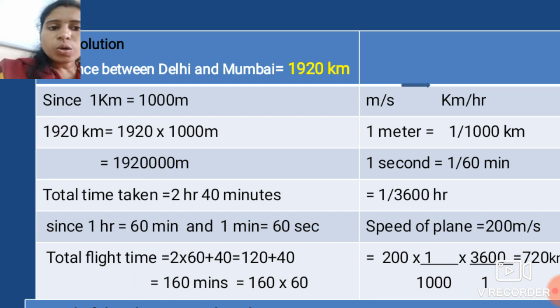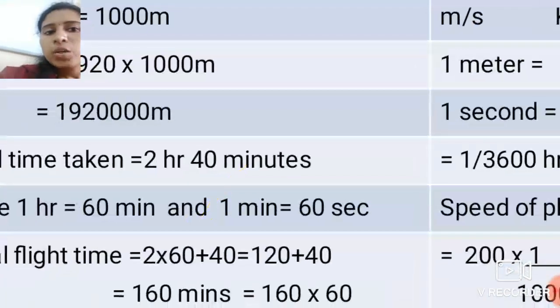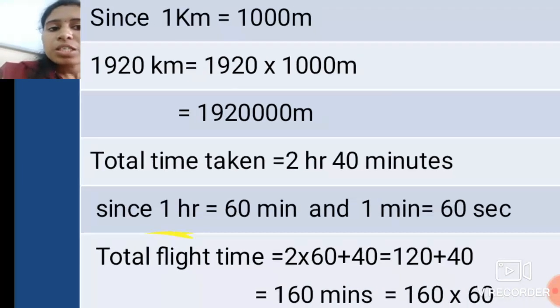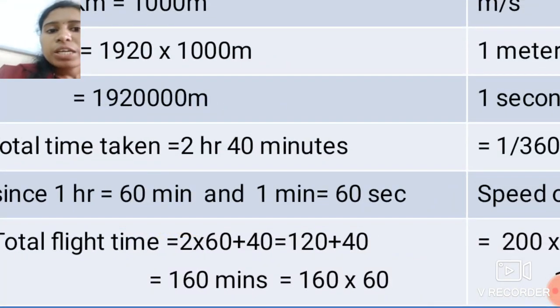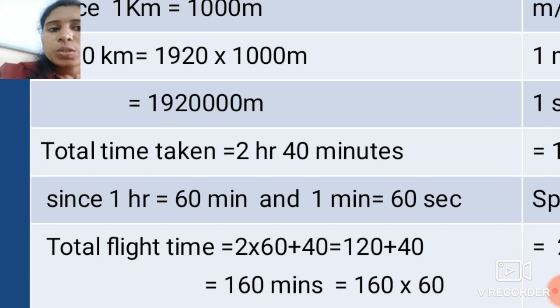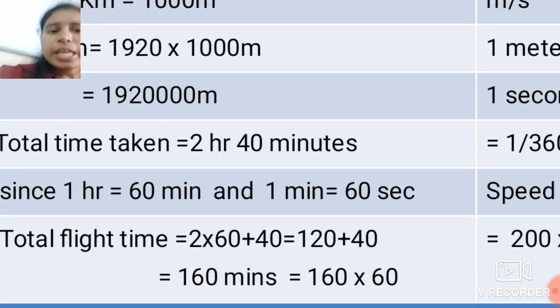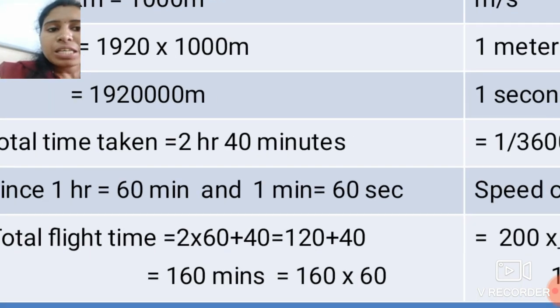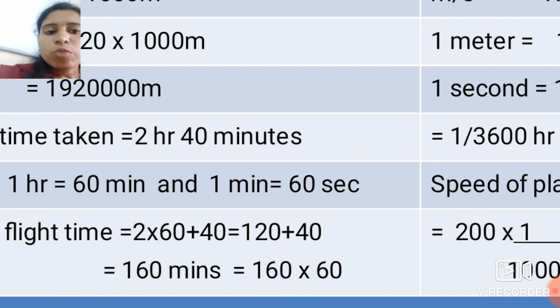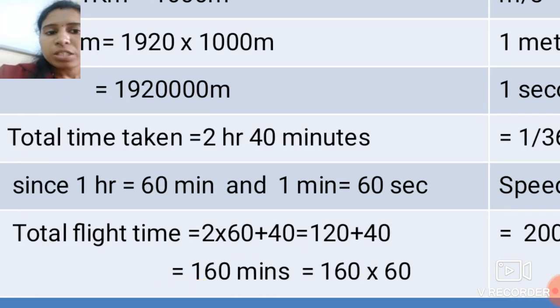So what we will do over here, see students, 2 hours are there. 1 hour is equal to 60 minutes, so we multiply this 60 into 2 hours, 2 into 60, plus this 40 minutes. What we will get? 160 minutes.